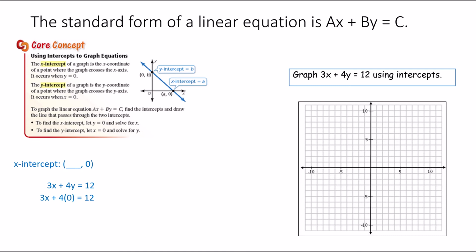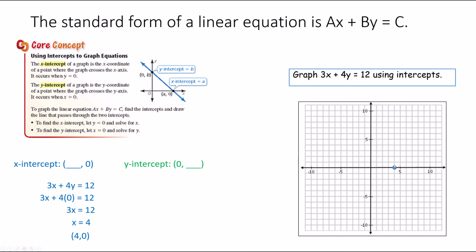I plug in the 0 that I know has to be there for y. 4 times 0 is 0. 3x plus 0 is just 3x. And then I divide away the 3. My x-intercept is the coordinate 4, 0. That's right here, over 4, up 0.